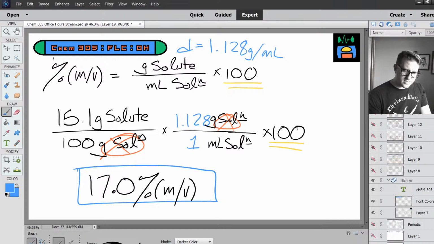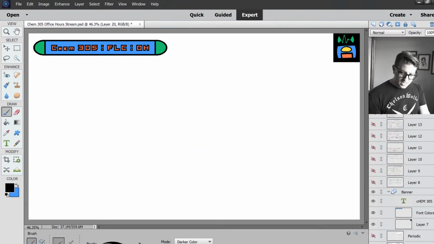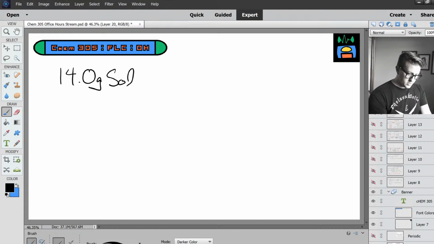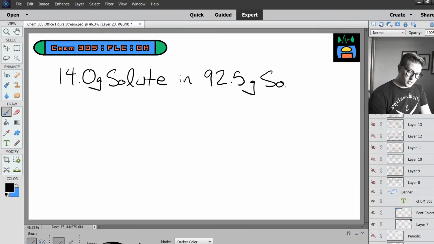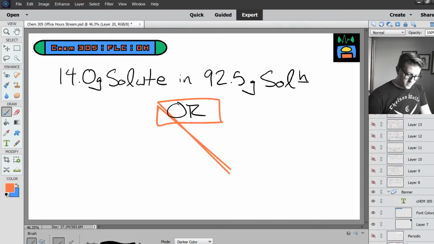Right? And the thing is, initially we had 14.0 grams of solute. But that 15 is part of the ratio. So you had 14.0 grams of solute in 92.5 grams of solution. Or, same ratio.